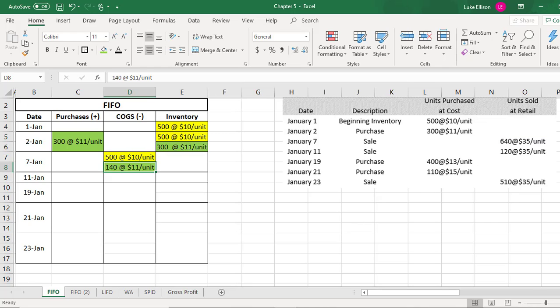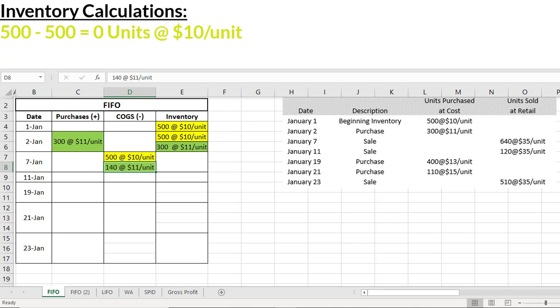Now we need to calculate the January 7th inventory. Since cost of goods sold is a minus, we take our previous inventory and subtract anything we sold, one layer at a time. So that's 500 yellow units at $10 each minus 500 yellow units sold equals 0 yellow units. So there's no need to record the yellow units in ending inventory since we have none left. As for the green units, we can take the 300 in our previous inventory and subtract the 140 sold to get 160 units remaining.